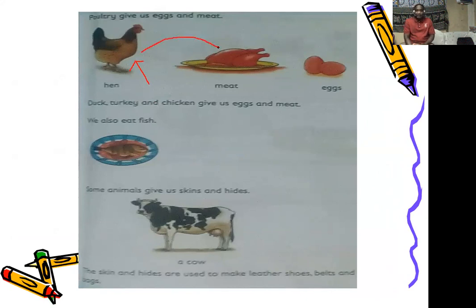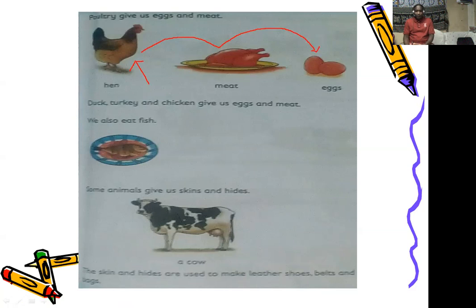Product number one is meat. Product number two, pupils, is eggs. All of us, we like eggs. Eggs and meat, we call them body building foods. Body building foods make our bodies grow big. Pupils, duck, turkey, and the chicken give us eggs and the meat.